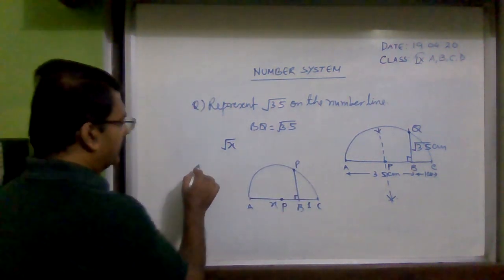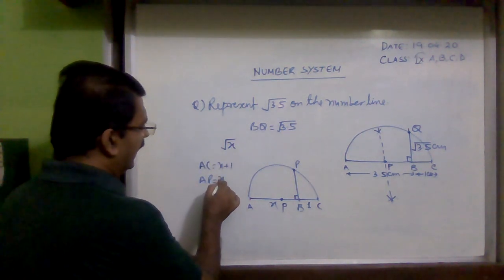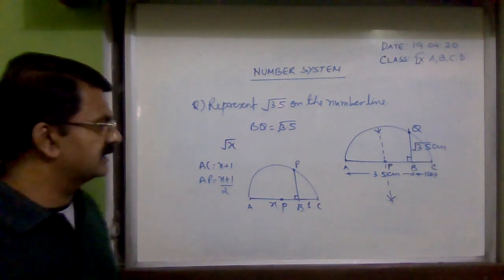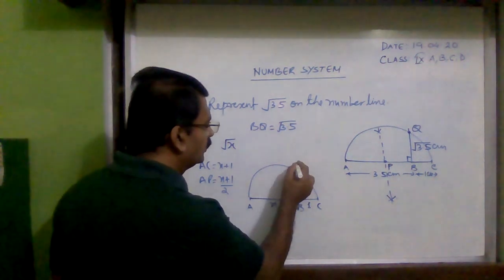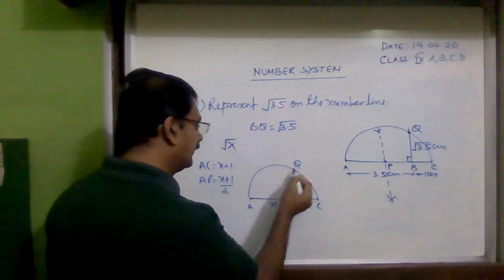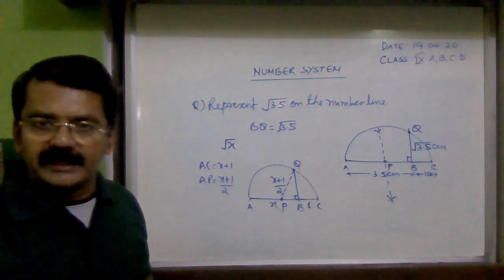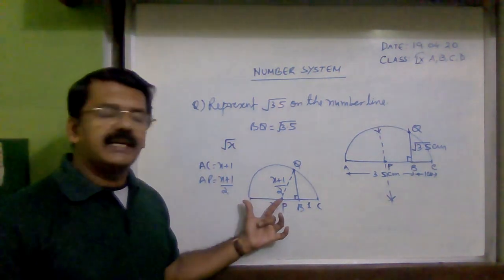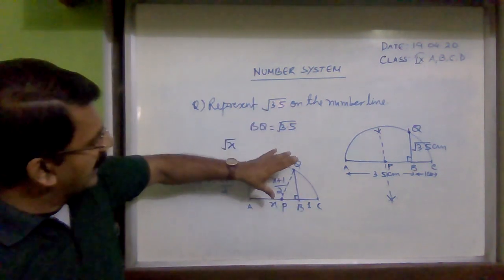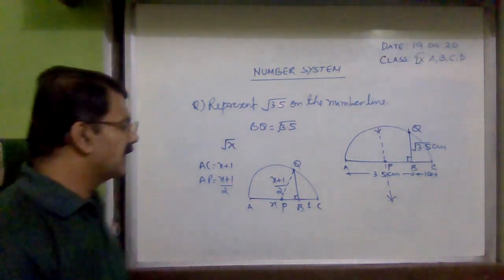Now pay attention, AC is x plus 1. So AP will be (x plus 1) by 2, and that is nothing but the radius of the semicircle also. So if you join PQ, then PQ will also be (x plus 1) by 2 because PQ is also the radius of the semicircle. AP is (x plus 1) by 2, that is the radius of the semicircle, and PQ is also the radius of the semicircle, so it is also (x plus 1) by 2. Is it clear?